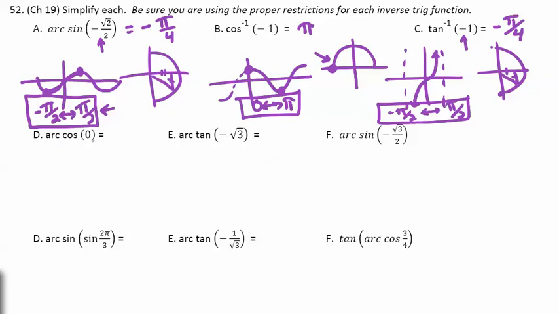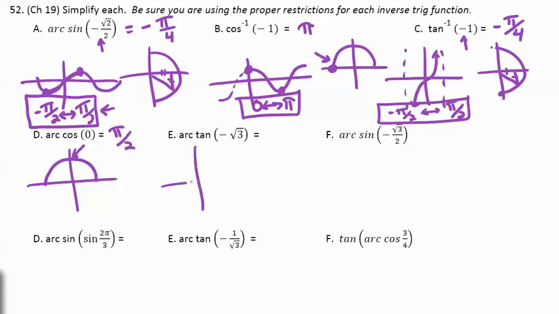Arc cosine of 0, where on the unit circle is the x coordinate equal to 0? And I shouldn't draw the whole unit circle because we just decided that inverse cosine has to be between 0 and pi. So in that section of the unit circle, where is the cosine equal to 0? And that would be at pi over 2.